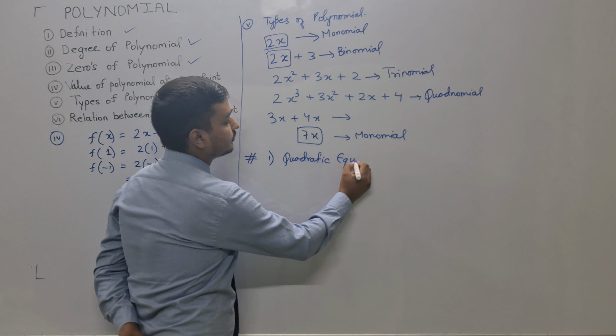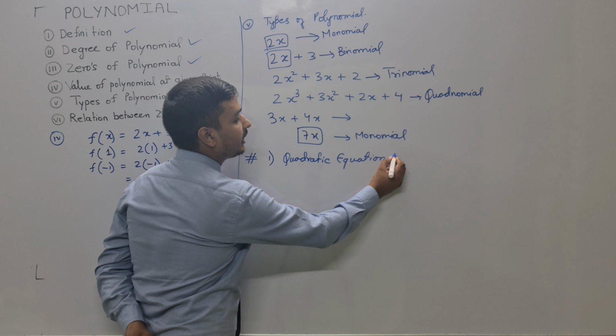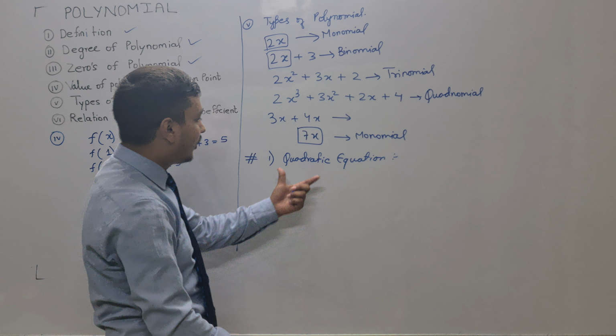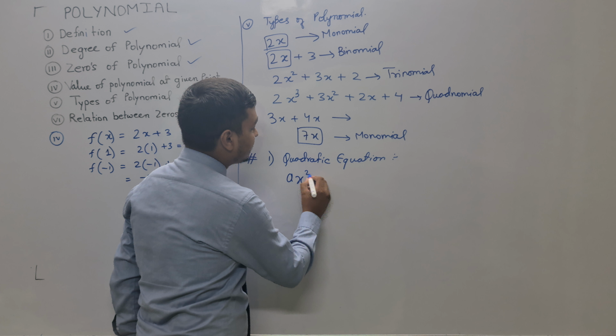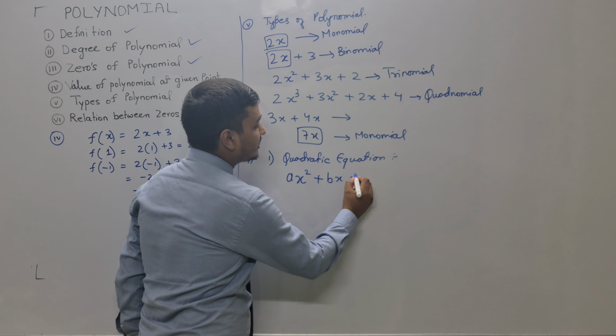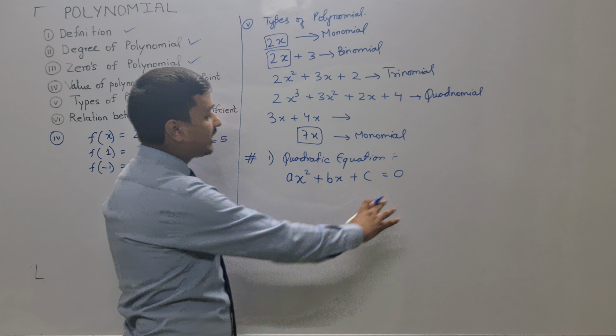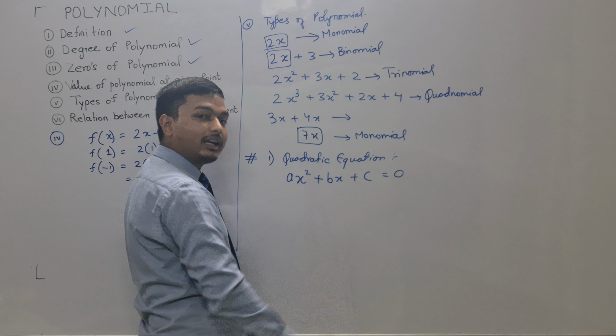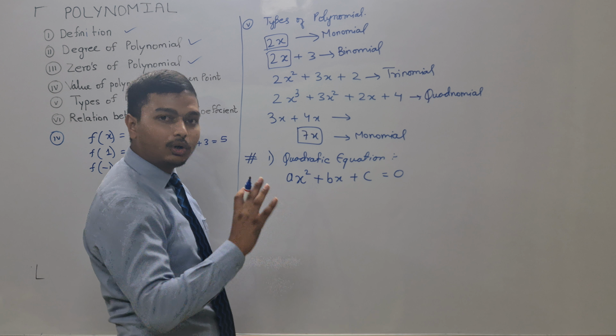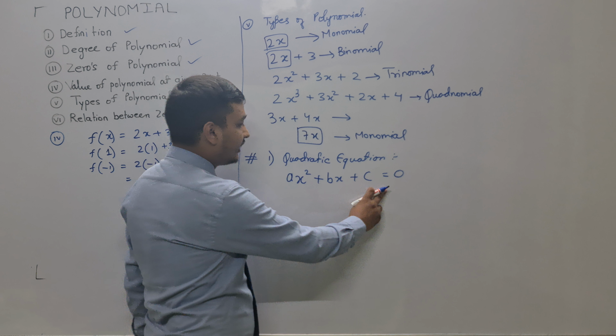In your syllabus, the first one is the quadratic equation. Already we know that quadratic means highest power 2. So let me note down the standard equation: ax square plus bx plus c equal to 0. This is the standard quadratic equation. In that, I need to calculate different types given over there. First step, there are formulas over there.